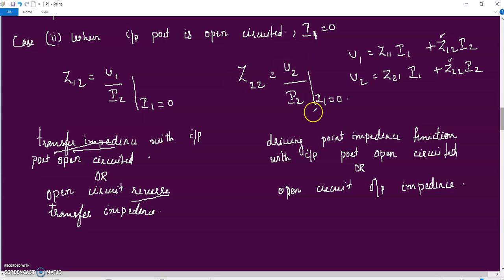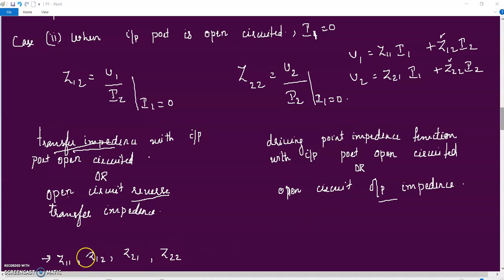Z22 is V2 by I2. It is a driving point impedance function with the input port open circuited. And also it is called open circuit output impedance. Output impedance because V2 by I2 is a second terminal impedance, that is, the output terminal impedance.